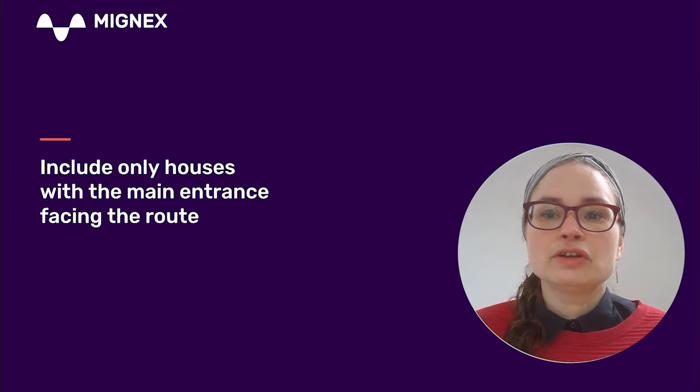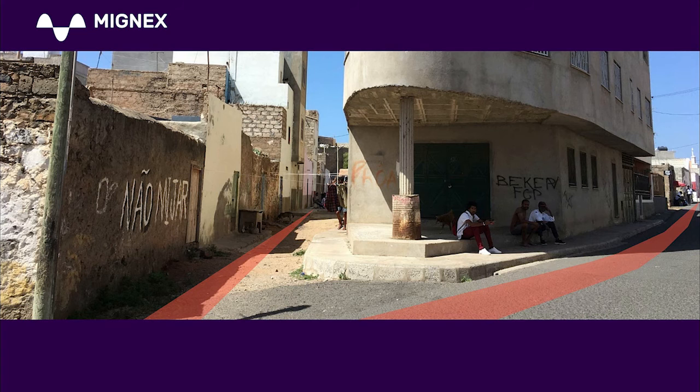The second rule is that you should only include houses that have their front door facing the road. So for instance, we previously showed you a photo of back alleys, stressing that it's important to follow back alleys as part of your route. But if there are only back doors in this alley, you shouldn't count any houses while walking there.